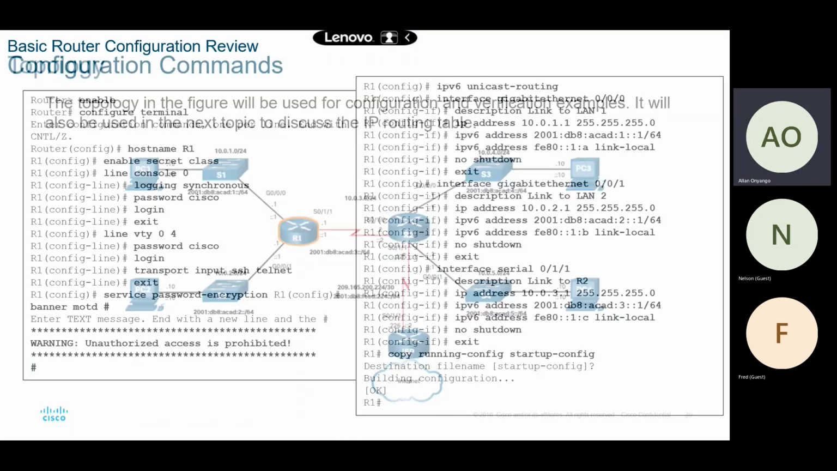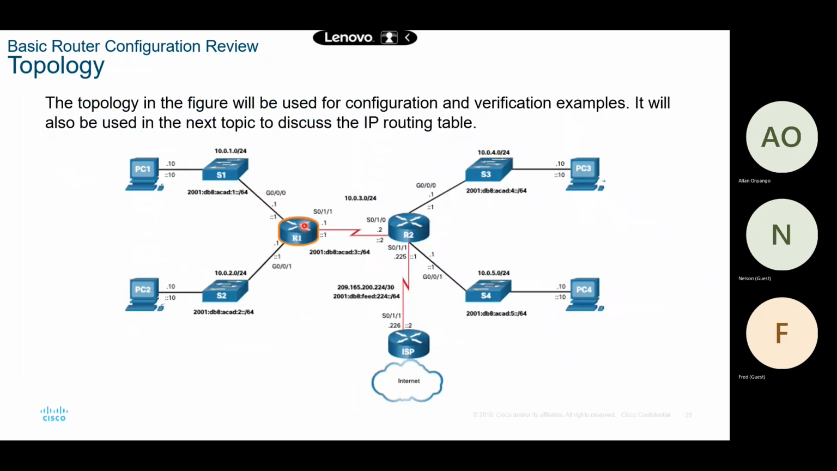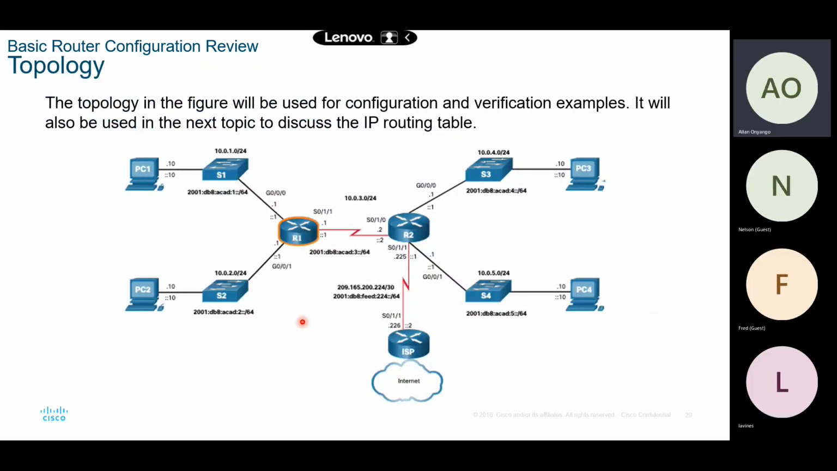Let me use this example here. So looking at the diagram here, R1 has a network on switch S1. R1 is directly connected to switch S2, and the network is here. And R1 is also connected to R2.